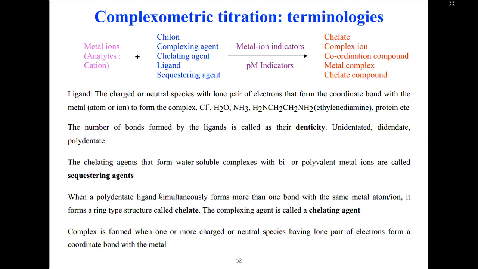When a polydentate ligand simultaneously forms more than one bond with the same metal ion, it forms a ring structure called chelate. If it can form more than one bond, the complexing agent is called a chelating agent, and the complex thus formed is called a chelate. The complex is formed when one or more charged or neutral species having a lone pair of electrons form a coordinate bond with the metal. Whenever they form a coordinate bond between the metal and the agent, the compound thus formed is called a complex.